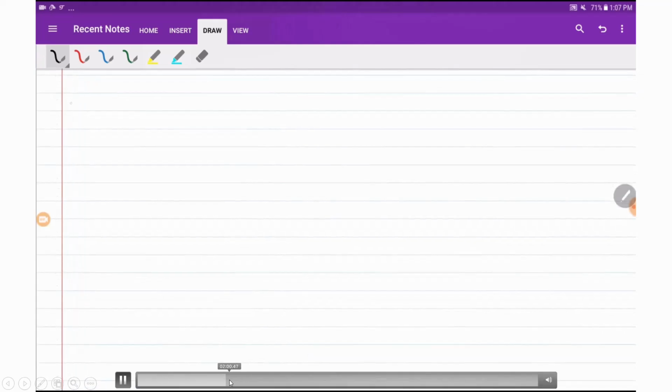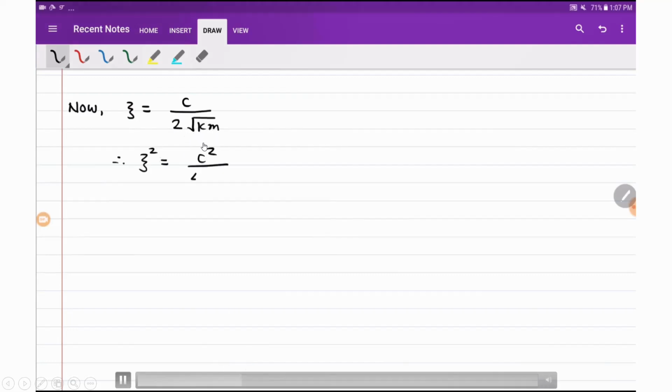Now we have to do some mathematical adjustment over here. So zeta is equal to C upon 2 square root of km, squaring both the sides. So zeta square will be equal to C square upon 4. This square root will go, so 4k multiplied by m in the denominator. If you take the reciprocal of this term, then it will be 1 upon zeta square, that is equal to the reciprocal of this term also, that is 4km divided by C square.